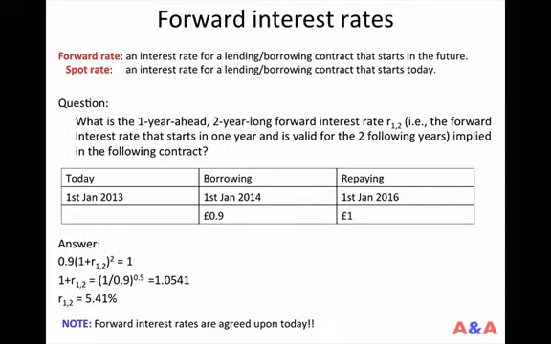Again, math is exactly the same. The only difference is that the borrowing doesn't start today. The contract is agreed upon, so this interest rate itself is agreed upon today, so there is no uncertainty about interest rates, but the borrowing starts in the future.